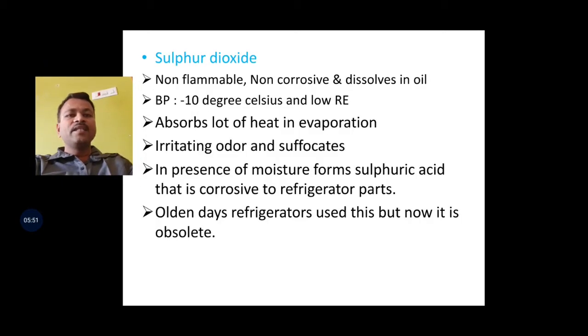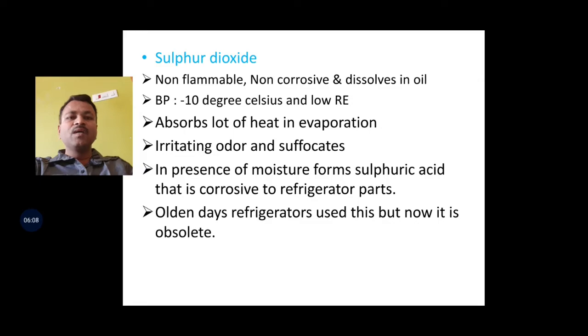Next, sulfur dioxide. It is non-flammable, non-corrosive, and dissolves in oil. Boiling point is minus 10 degrees Celsius and it has a low refrigeration effect. It absorbs a lot of heat in evaporation. It will absorb a lot of heat.